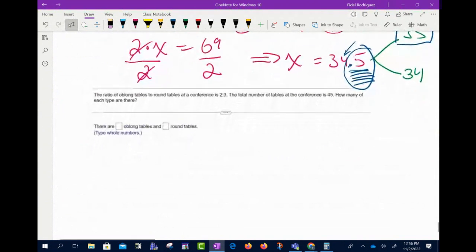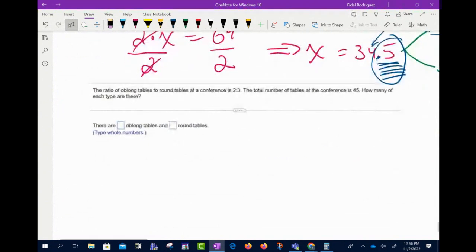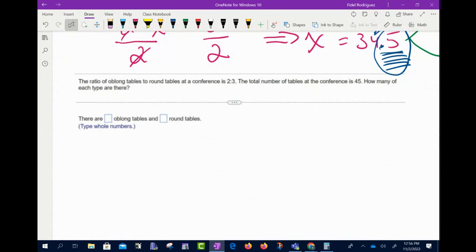All right. Similar problem coming on here, y'all. Again, this is still probably a 6th grade problem, maybe even a 7th grade.